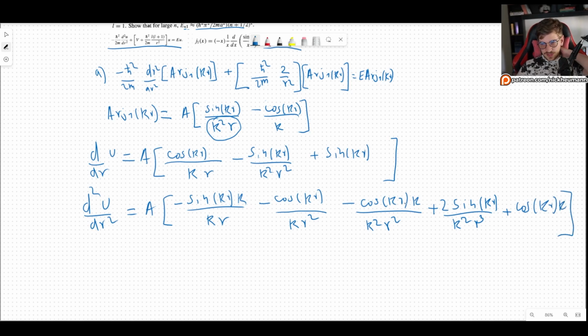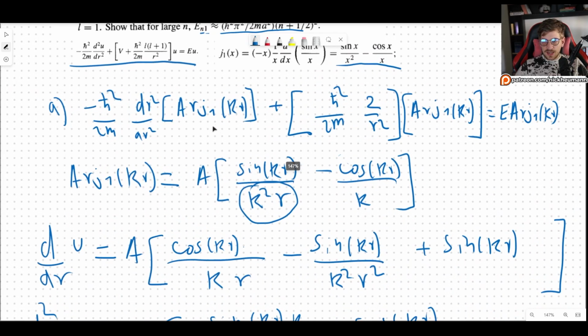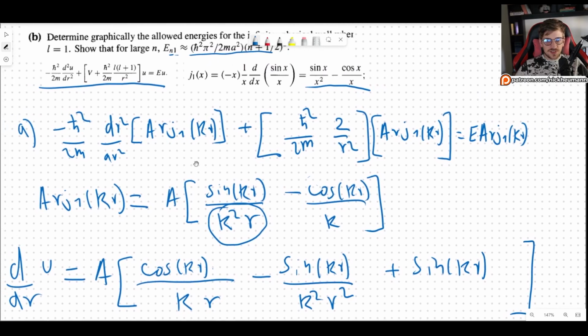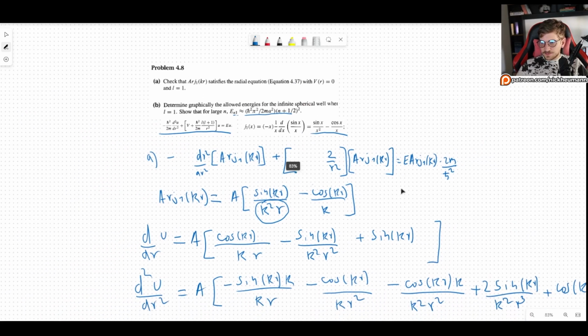So that is the derivative. What we now want to do is plug this into this equation and just check that this does indeed hold. So first, let's multiply by 1 over h squared over 2m. So this cancels out, and here we have to multiply by the inverse of h squared over 2m, so simply 2m over h squared. Okay, that simplifies things a little bit.